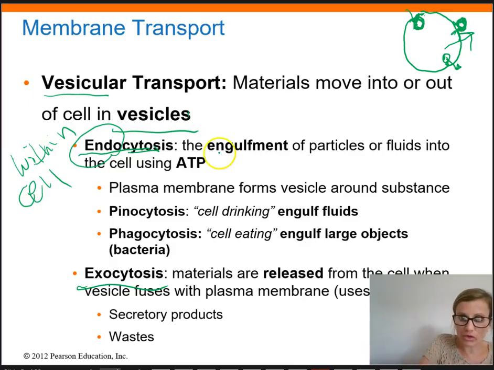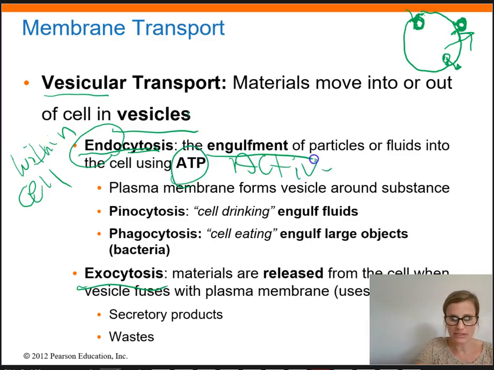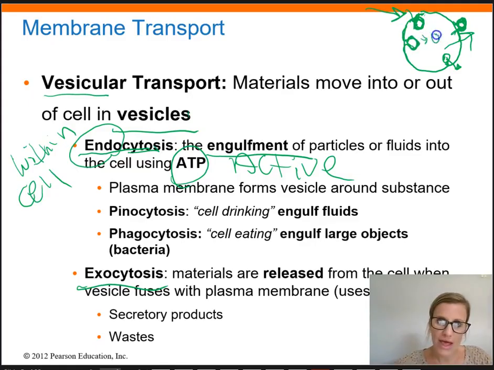So this is when the cell engulfs or brings in particles or fluid via a vesicle. And this is an active process. This uses ATP. Okay, this is not passive, it is active. Again, the plasma membrane, just like I drew right here, forms a vesicle, a bubble around something, and that ends up pinching off, and then we have a vesicle inside the cell. So we brought something from out here into the cell, endocytosis.